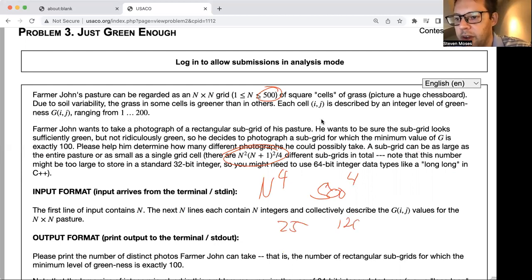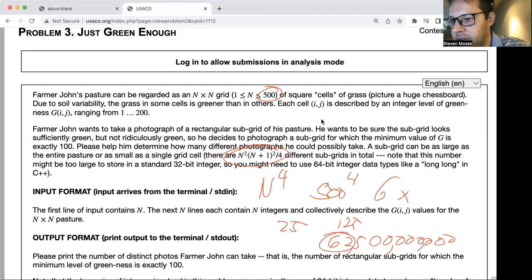25, 125, what is it then? 625, and then 1, 2, 3, 4, 5, 6, 7, 8. 62 billion, which is 6 times 10 to the 10th. That 10 to the 10th thing is your red flag. This goes over. So what that means, and this is just thinking out loud a little bit, is we do not have the time to check every single subgrid. And that is what makes this problem very difficult. This actually is a very difficult problem for a lot of people.